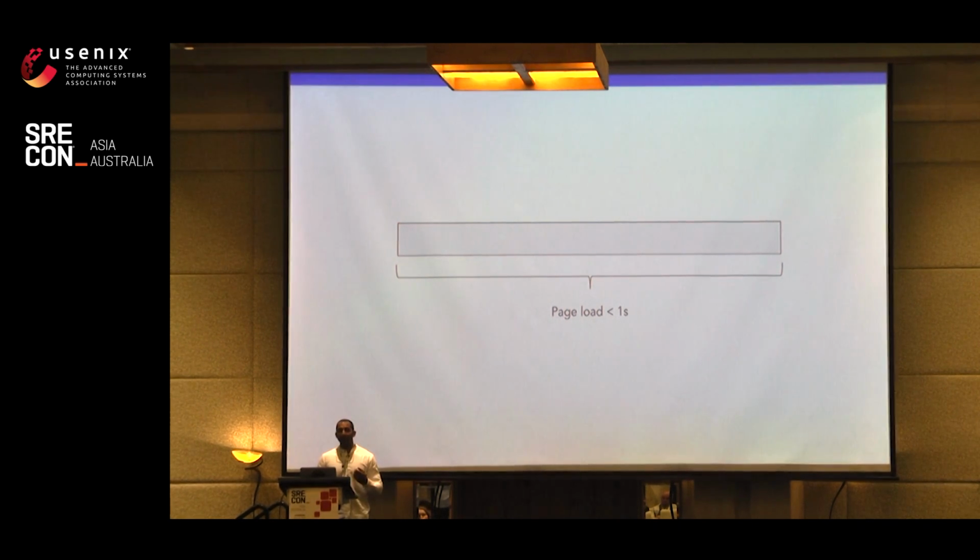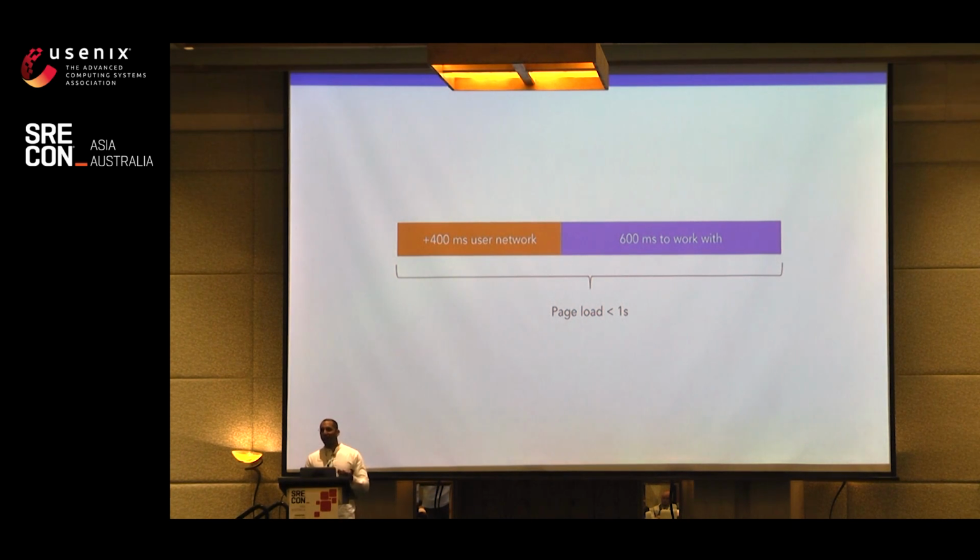So let's take the experience of a page load, and you want that to be within 1 second. Maybe your user's network adds 400 milliseconds to anything that they do. Well, that leaves you with 600 milliseconds to work with. You may not be able to control those 400 milliseconds, but at least you can understand it and allow for it, and know that you have to operate within 600 milliseconds.